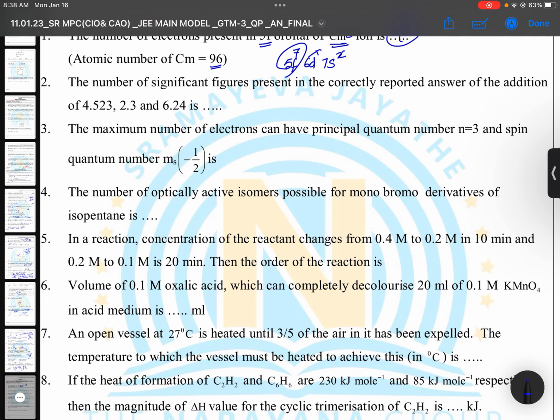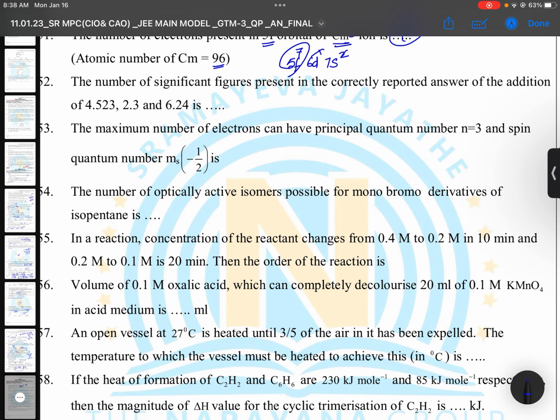The number of significant figures present in the correctly reported answer of the addition 4.523, 2.3, 6.24. Go for addition. That will become 13.063. And the minimum number of decimal places is 1 here. So at least you need to take 1 decimal place. On rounding off, it will become 13.1. So number of significant figures will be 3.